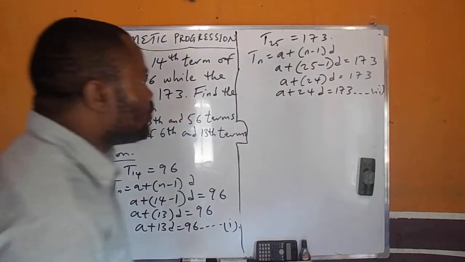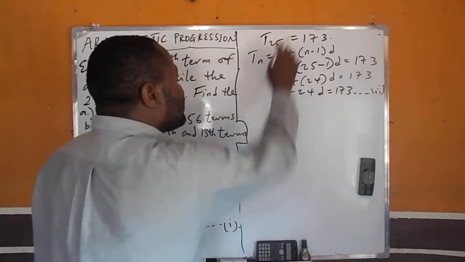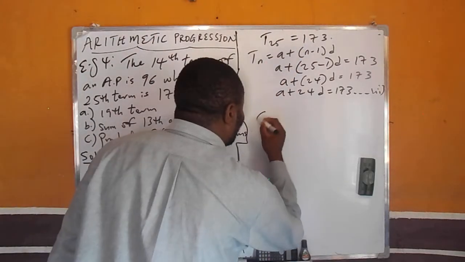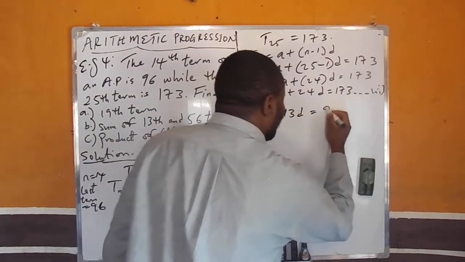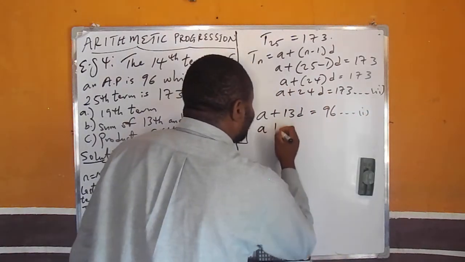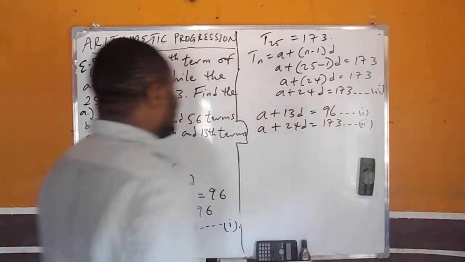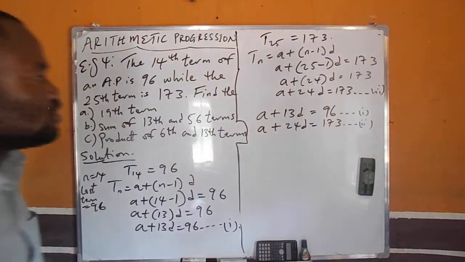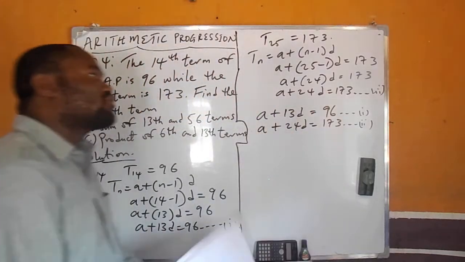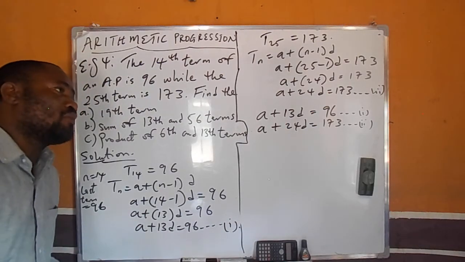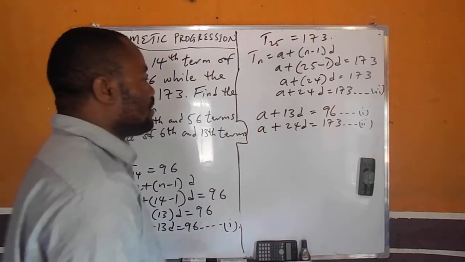Now, you combine both your equation 1 and 2 together and solve them simultaneously. Equation 1 is A plus 13D equals 96, and equation 2 is A plus 24D equals 173. Now that you have equation 1 and equation 2, what will your A give you here? We have two methods we can use here. This is a simultaneous equation, so we can use the elimination method or the substitution method.